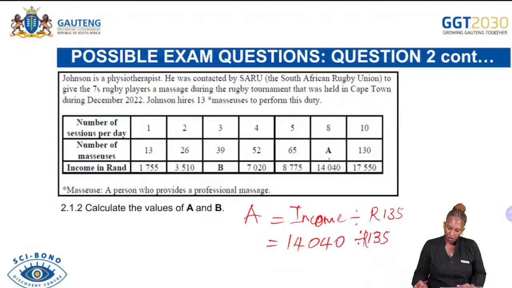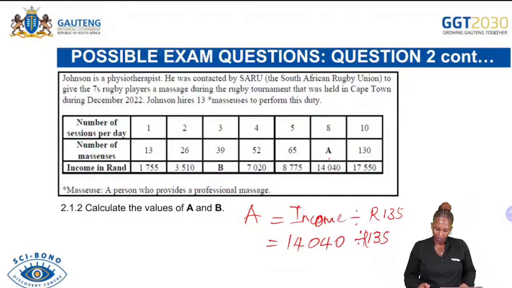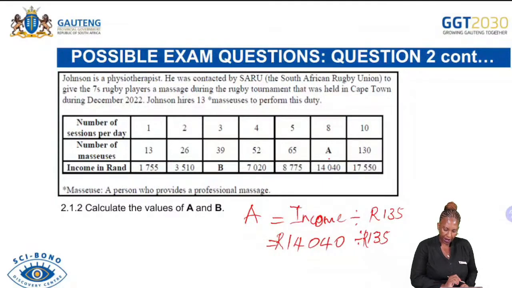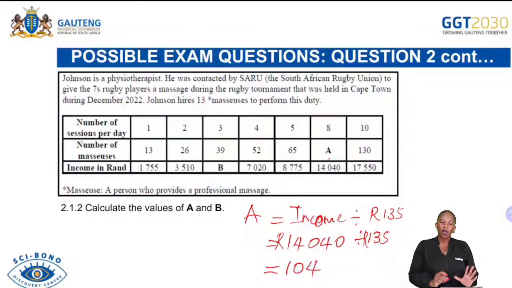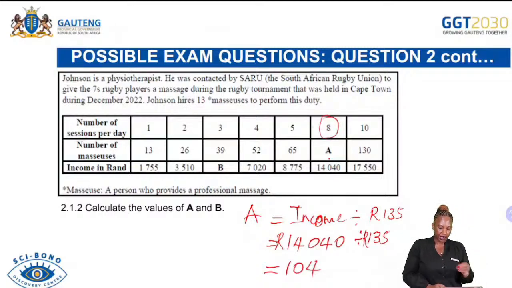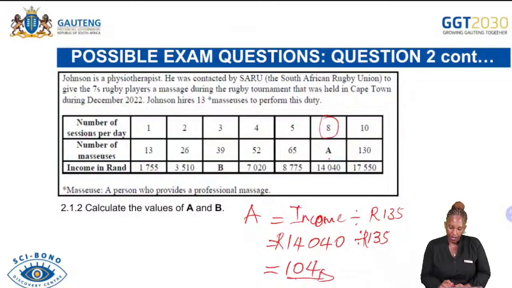The price of a single massage. Because I'm working with rands, I have to include the rands there. 14,040 rand, I divide it by the price of a single massage. Then it gave me the total of 104. So it means how many massages were there? 104. So it means it is the number of sessions per day. If there are 8 sessions, how many massages? 104 are needed to perform that work. So that is the value of A.